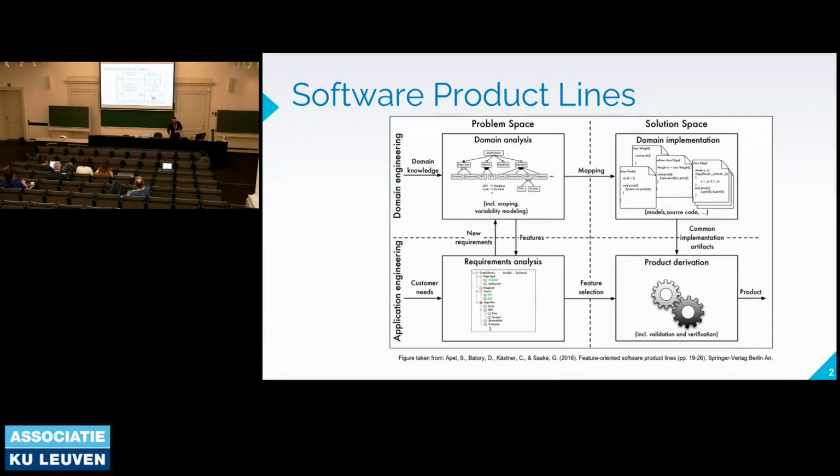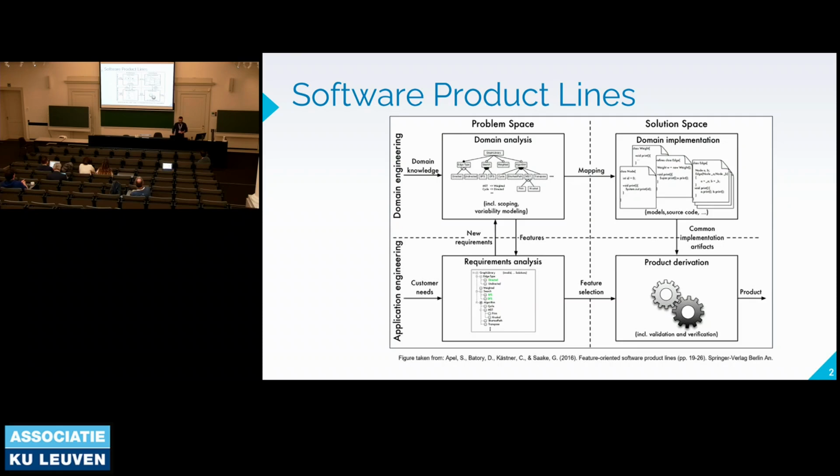Okay. So let's start with a quick introduction to software product lines. Software product lines follow the typical product line approach, and their main goal is to support or enable the systematic reuse of a whole family of software products. That is, software products are quite similar, but with different aspects of functionality.